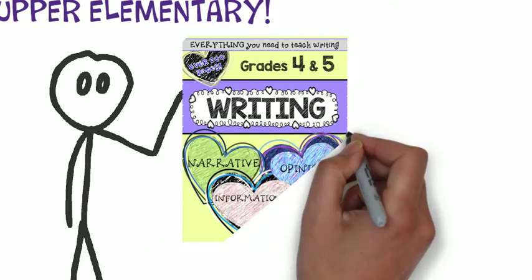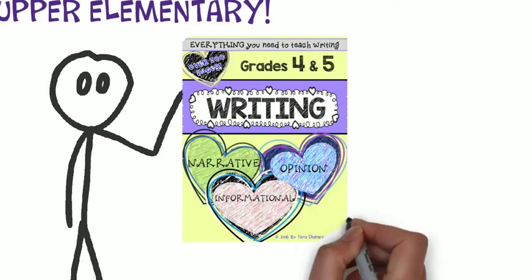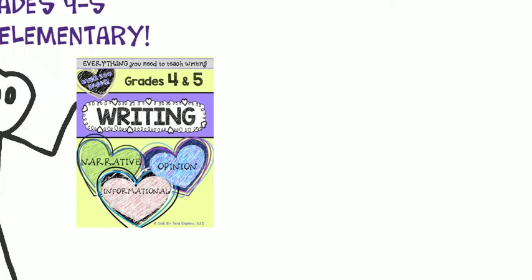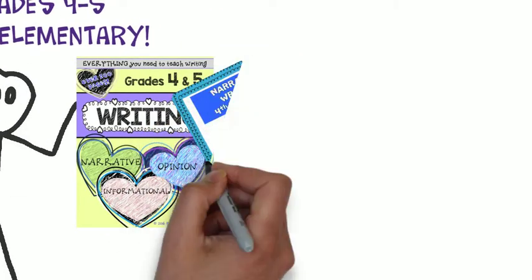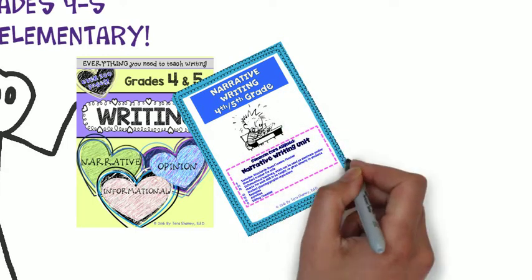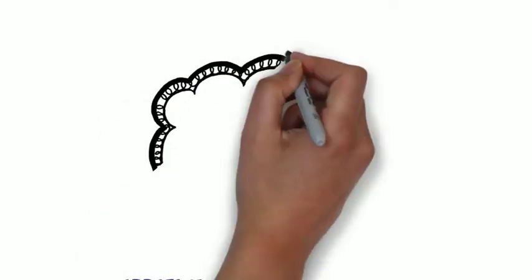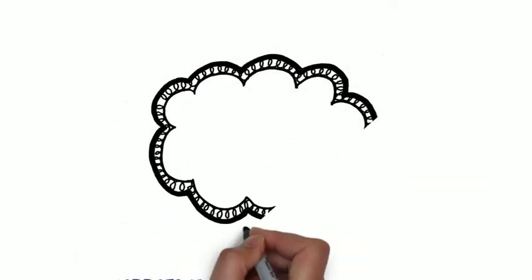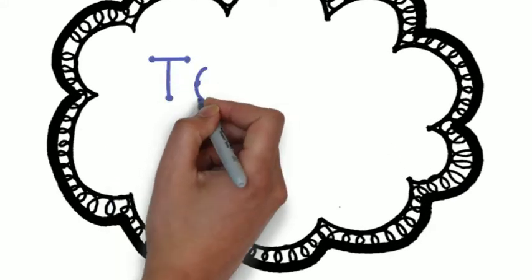The big product with all three, I have narrative, I have informational, I have opinion, and they're all aligned to the Common Core. But I wanted to show you what each one has with it. This one is the narrative writing, and it's got all kinds of different components to it that will help you to teach narrative writing and help your kids to love to write, hopefully.